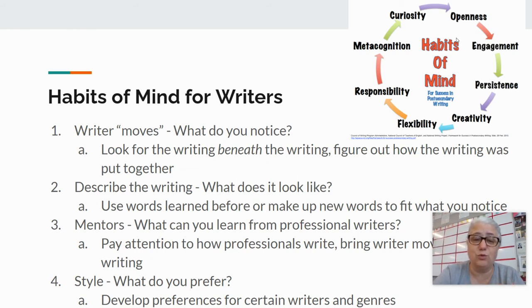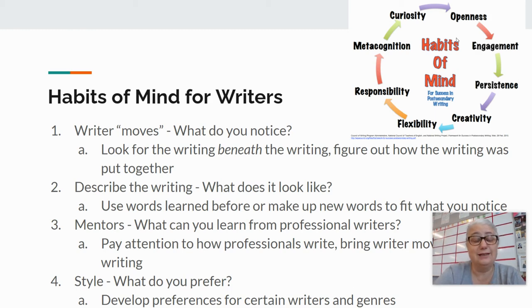So when you're describing the writing, you're not describing it in terms of theme or main idea or symbolism or character. You're describing the writing as far as repetition or flow or big idea or little idea, things like that.